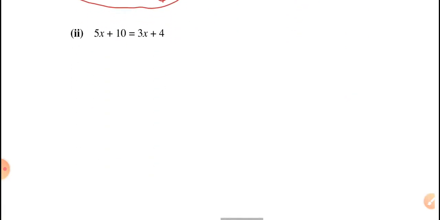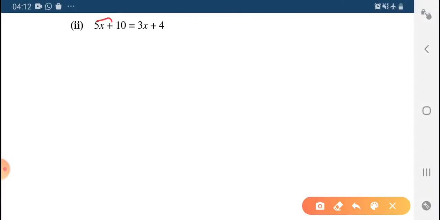Moving on to question B. We've got x's on both sides, so we have to choose which side to collect all the x's on. We always collect on the side that has the most x's. You can see here that the left hand side has more x's, so that's where we want all the x's to go, because on the left we've got 5x, on the right we've got 3x.